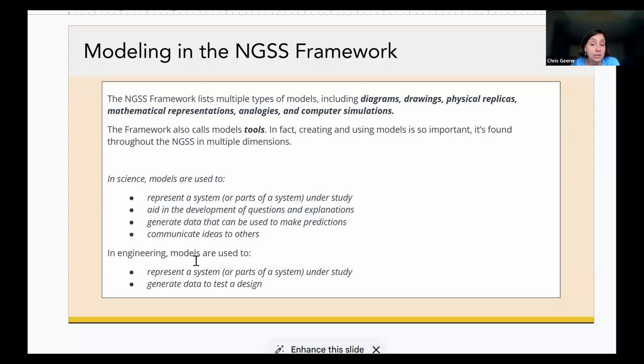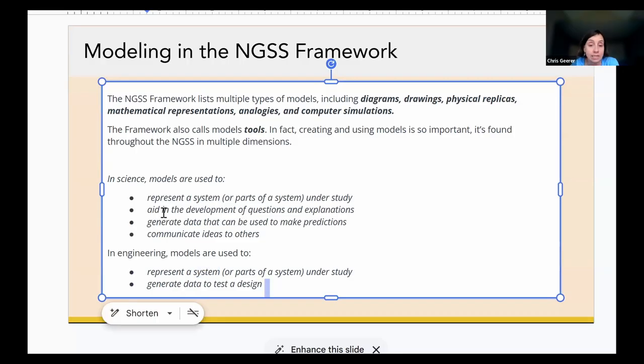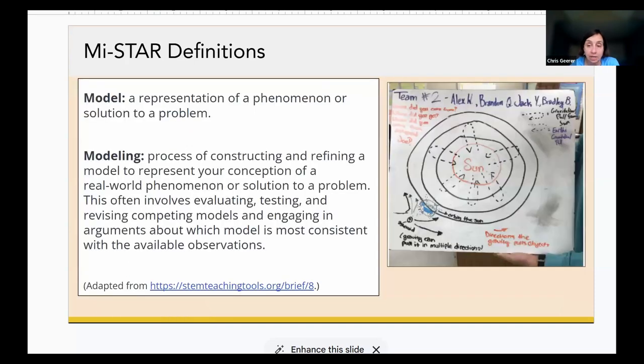So in science, they're used slightly differently maybe than in engineering. Engineering tends to really focus on systems or generating data to test. And then in science, we've got these more conceptual things, and also communicating ideas and generating data. So the MyStar definition of models that we've worked with for a long time is: a model is a representation of a phenomenon or a solution to a problem.